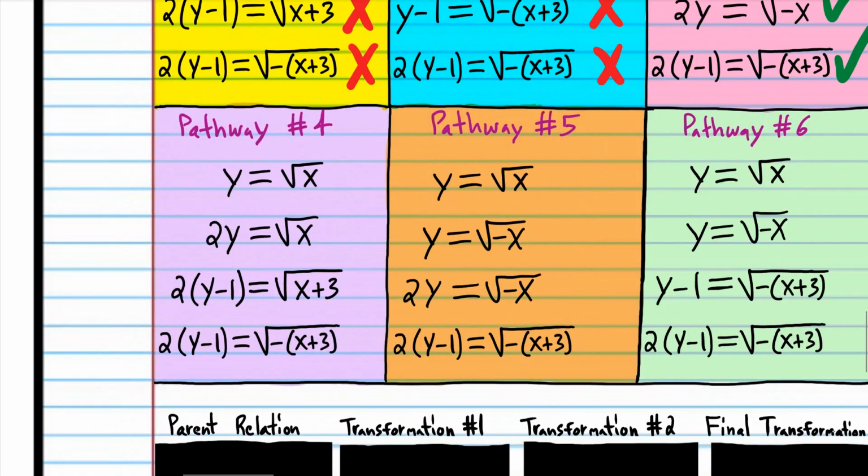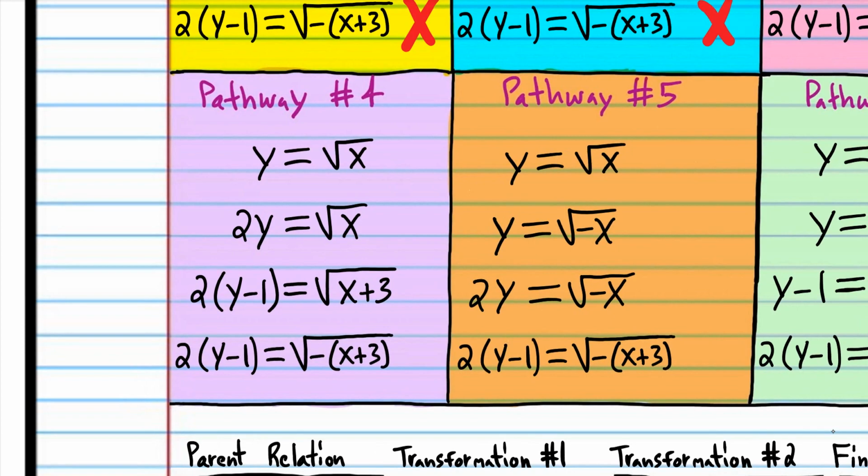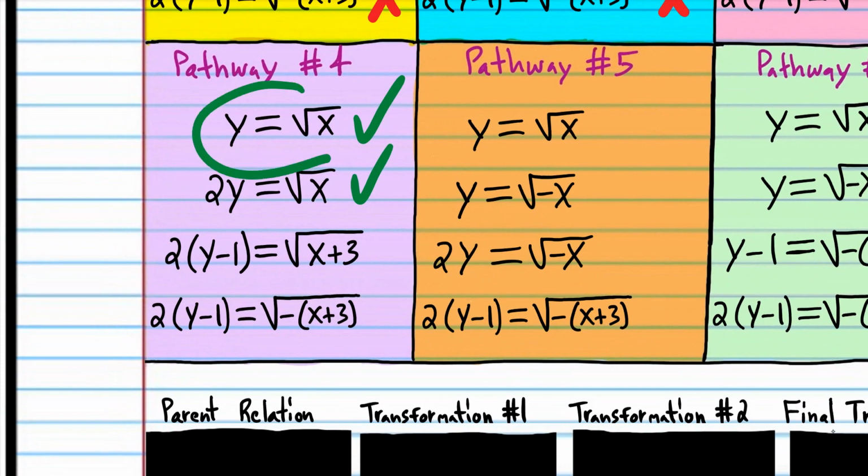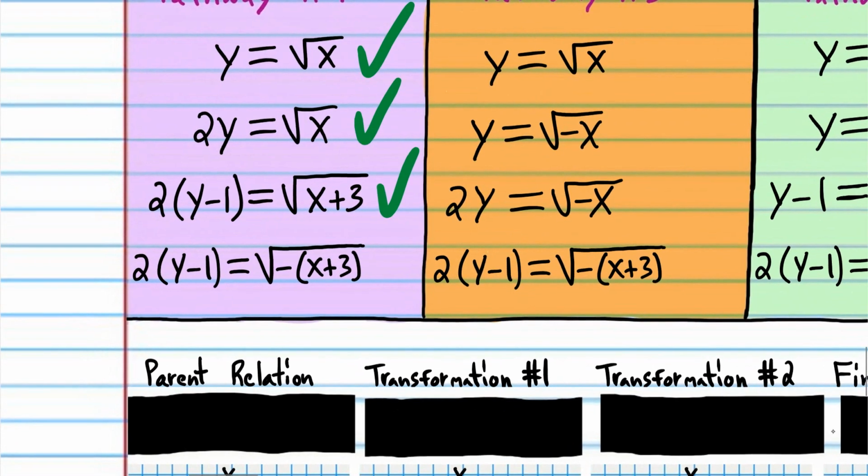So let's go on to pathway number 4. Again, the equation that we have down here is the correct equation. But let's see if this pathway is going to be simple, or are we going to have to modify expressions. So we're starting with the parent equation. That's correct. We replaced y with 2y. That tells us to divide all the y values of this graph by 2. Then we're going to replace y with y minus 1 and x with x plus 3. That tells us to move the graph up 1 unit and to the left 3 units. Everything's fine so far. But then we have a problem.